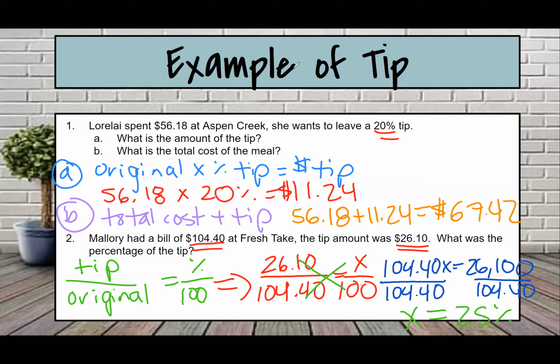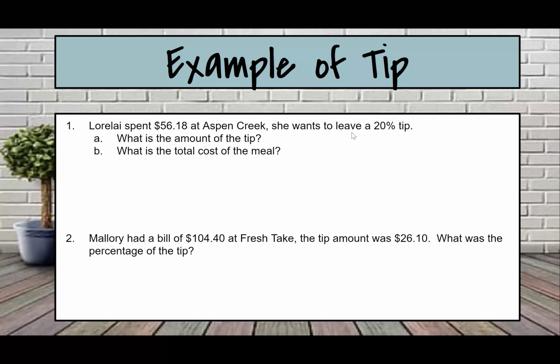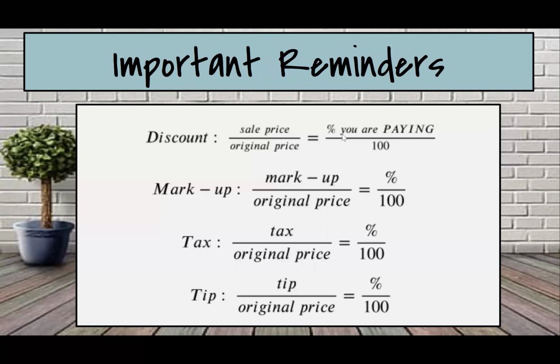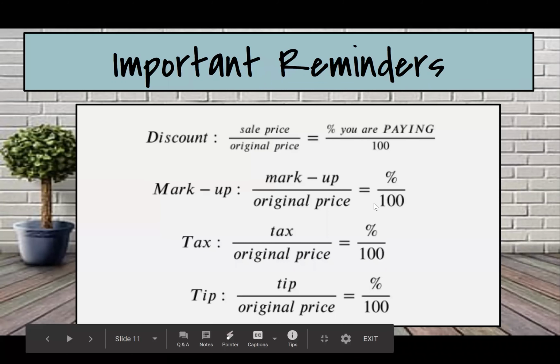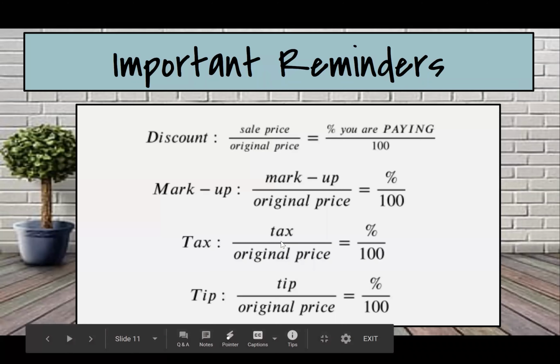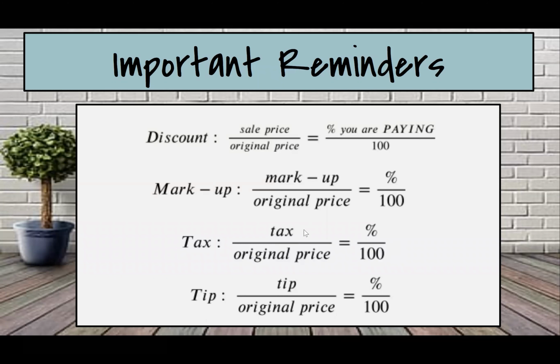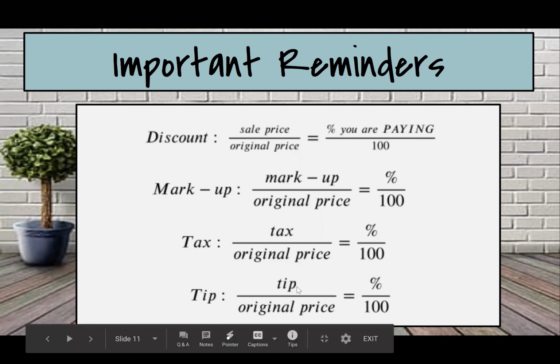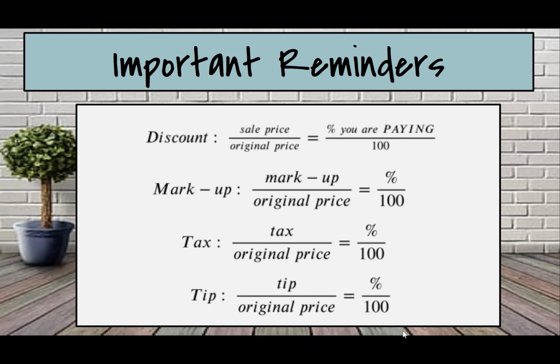Clear this so that we can move on. We've got some important reminders. We wanted you to see all of the percent ones together, the proportions here. A discount: the sale price over the original price is the percent you're paying over 100. The markup is the markup over original price is percent over 100. The tax is the tax over the original price, percent over 100. Now remember, if they're asking you for the total, you have to go back and add that in. And then the tip is the tip over the original price equals percent over 100. And same thing, if you want to know the total, you have to go back and add that in.